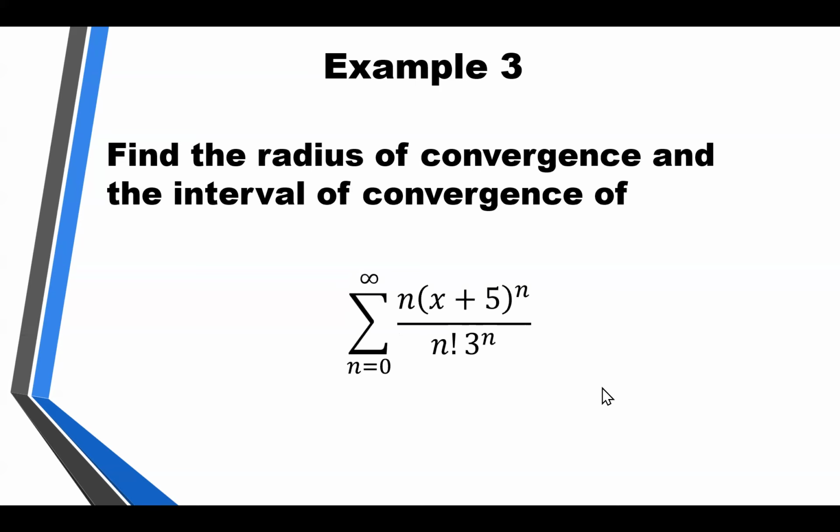Let's look at another example. Here we have n times quantity x plus 5 raised to the nth power. That all is in the numerator. The denominator is n factorial times 3 to the nth power. And that's all being summed up from n equals 0 to infinity. So let's think about the radius of convergence, the interval of convergence for this one.